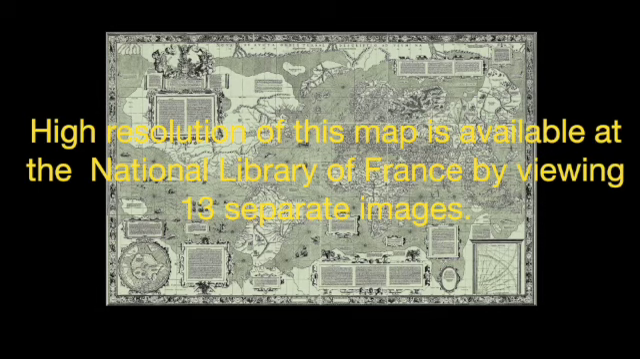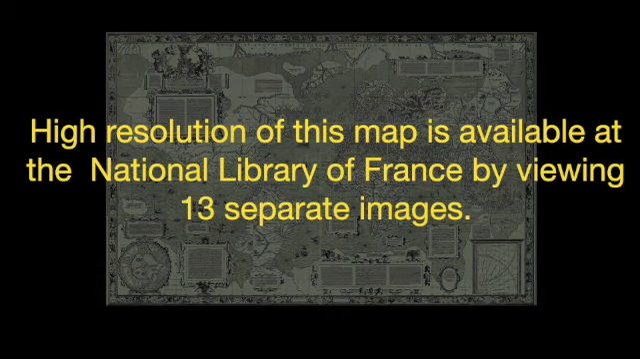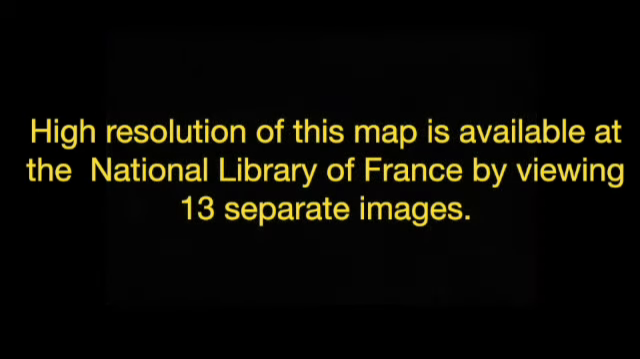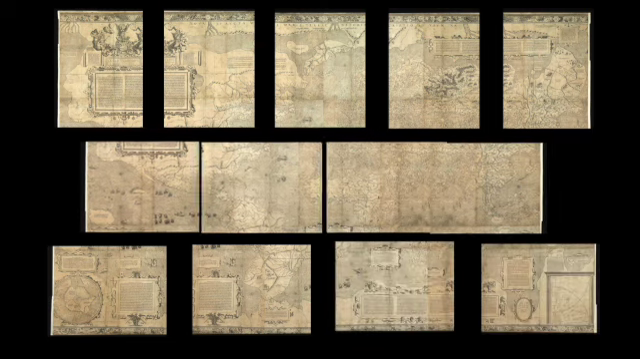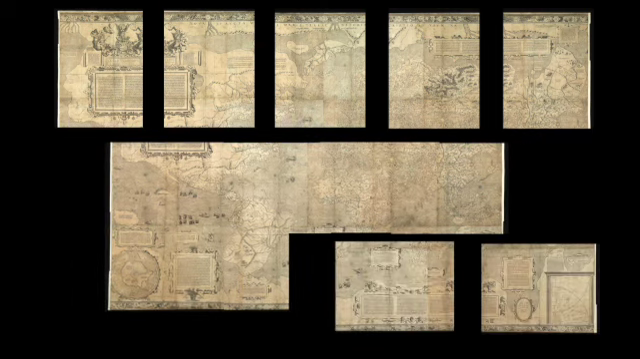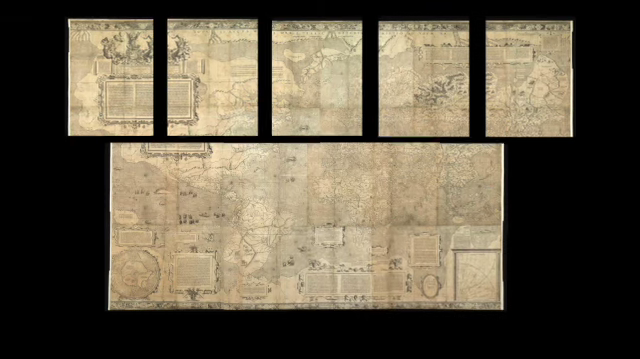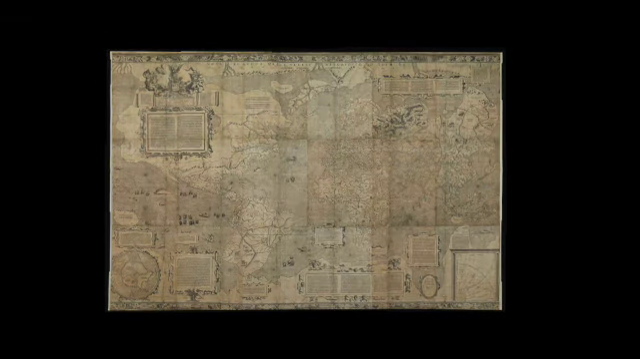High-resolution views of this map can be seen at the National Library of France in Paris by zooming in on 13 separate images. If we try combining all images to form the whole map, we are faced with mismatching because of different camera focuses. Nevertheless, we can work to construct a detailed full-size image of this map.